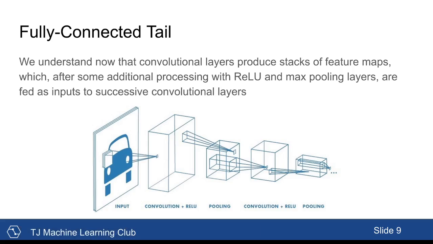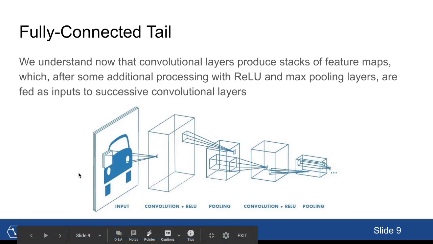Okay, so now we can move on to talking about the fully connected tail. We understand how convolutional layers produce these stacks of feature maps, and then after some processing with things like ReLU and max pooling layers, they're fed to the next convolutional layer, and then the next, and so forth. So it looks something like this, where you have your input, you go into your first convolution, you apply ReLU, then you have a pooling layer which takes the maxes of each of these categories and creates a new layer, and it keeps going and going.